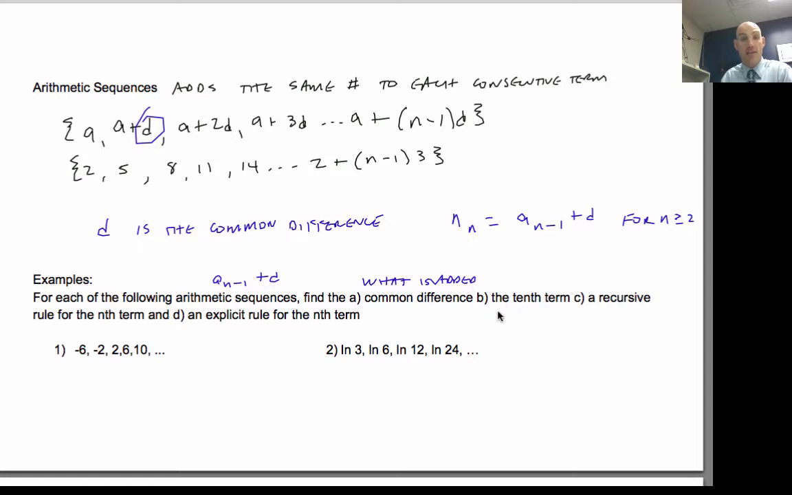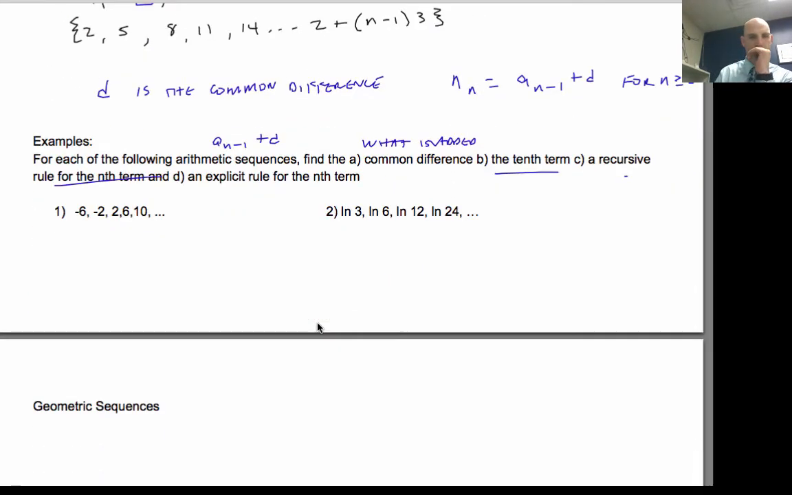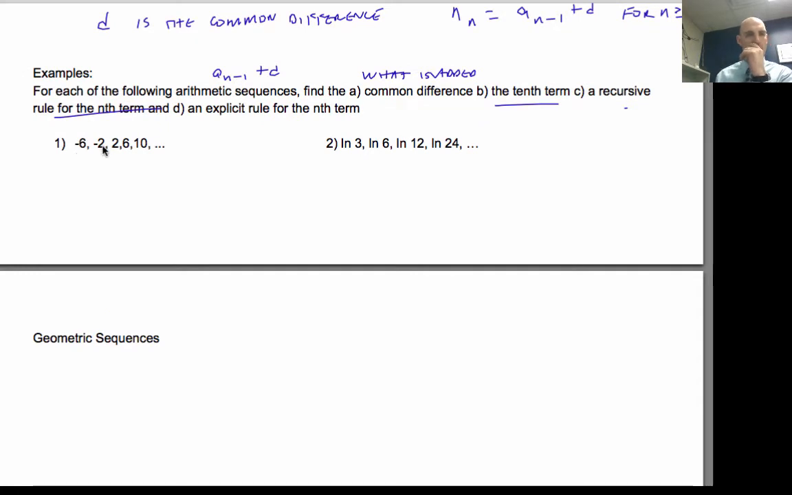The 10th term and a recursive rule for the nth term and an explicit rule. So we're going to talk about explicit versus recursive here in just a minute. So take a look here. How do I get from negative 6 to 2? Add 4. From negative 2 to 2, plus 4. So my common difference is 4. That's what I'm adding. Okay?